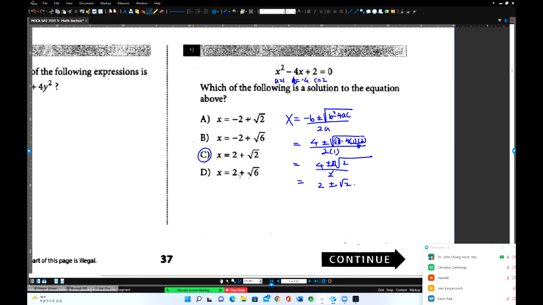Use the quadratic formula. That's the easiest way. You don't have to use completing the square, because the quadratic formula is a shortcut. That's number 9. The next number is 11.